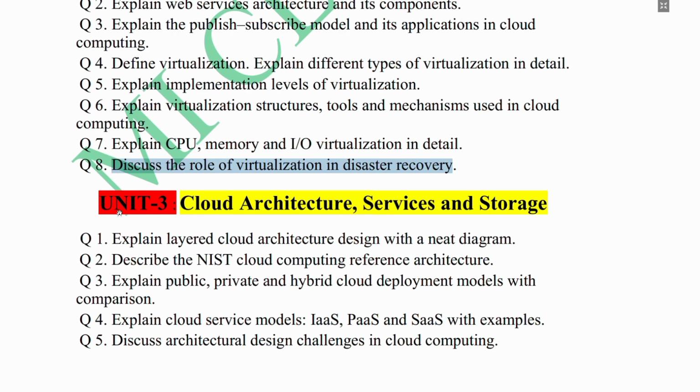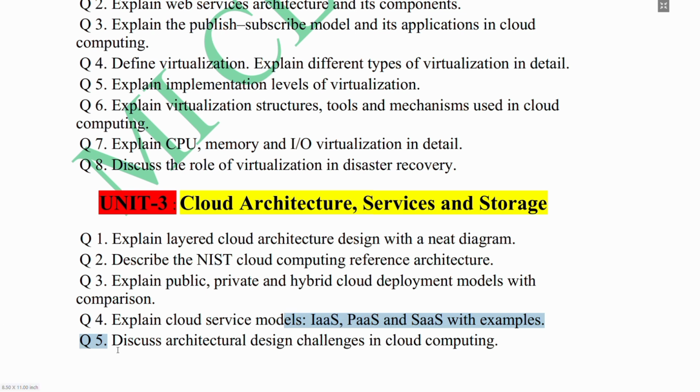Here we discuss unit number third, which is cloud architectures, services and storage. The first question is: explain layered cloud architecture design with a neat diagram. The next question is: describe the NIST cloud computing reference architecture. The next question is: explain public, private and hybrid cloud deployment models with comparison. The next question is: explain cloud service models IaaS, PaaS and SaaS with examples.